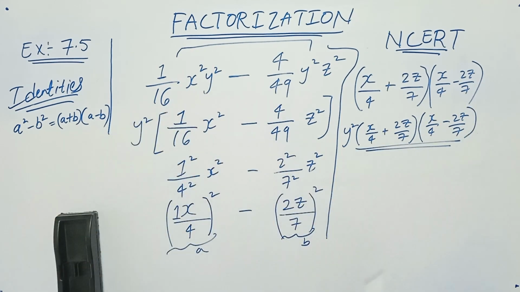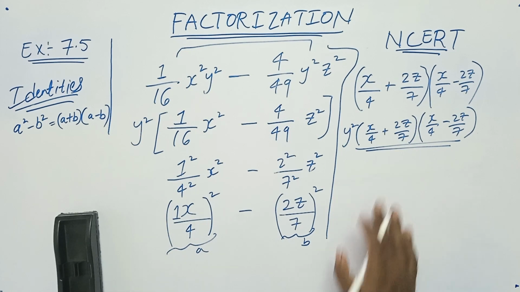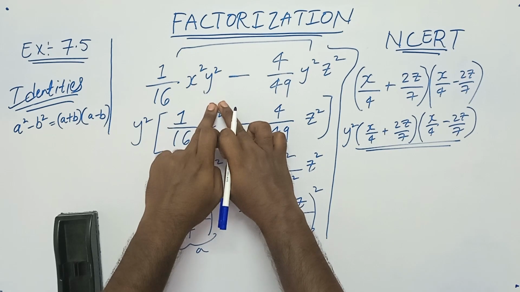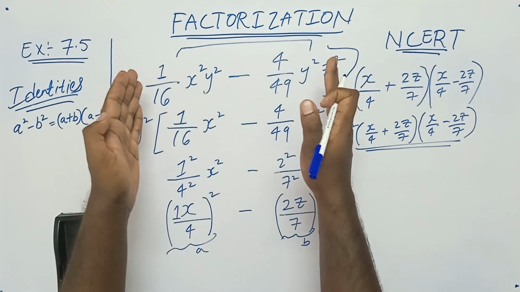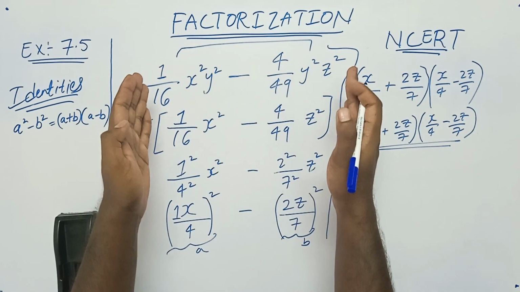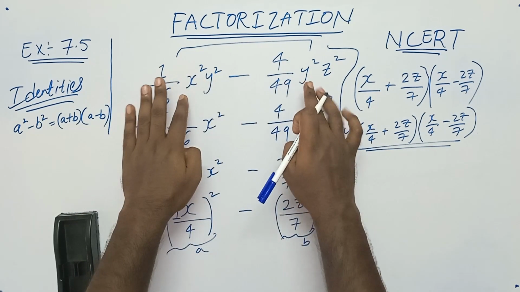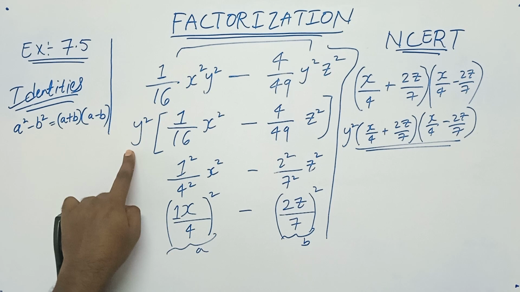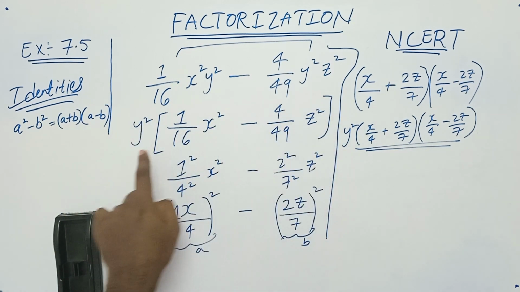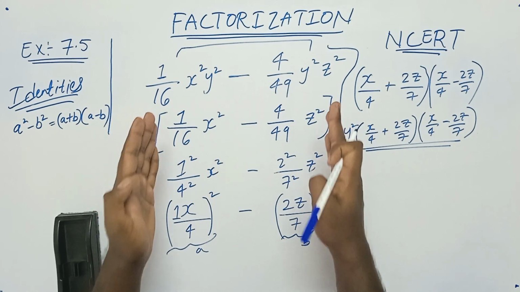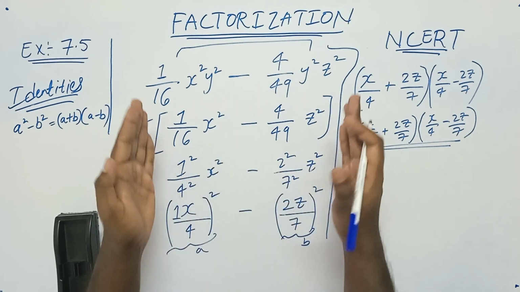So this is how we are going to find the factors of the given expression. So what we have done here, we just rewrite it. First we compare the terms. So we got a common y square, right? When we compare these two terms, we got y square common. Now we are going to divide the whole expression by y square. When we divide this, we got the values within the bracket.